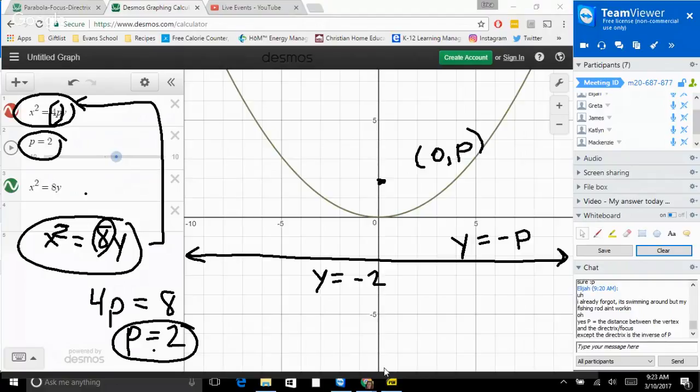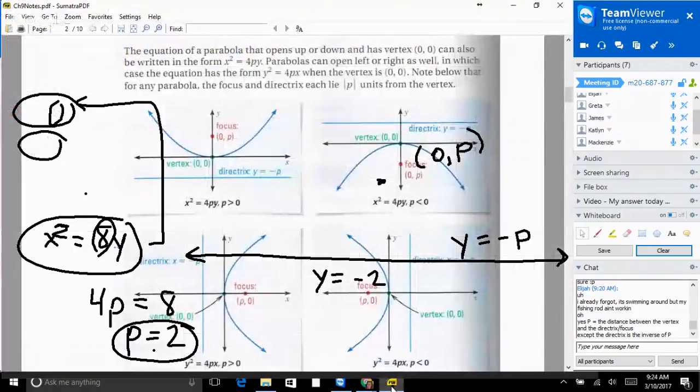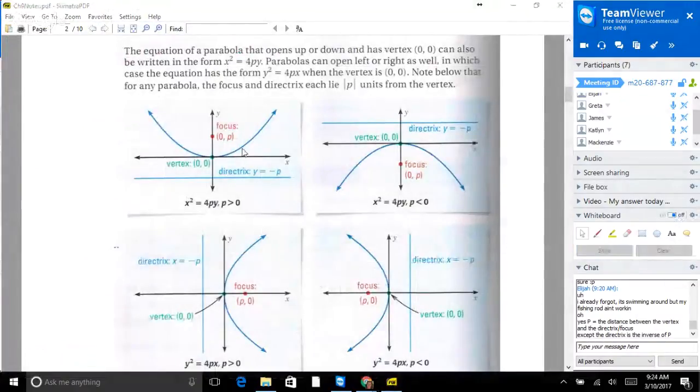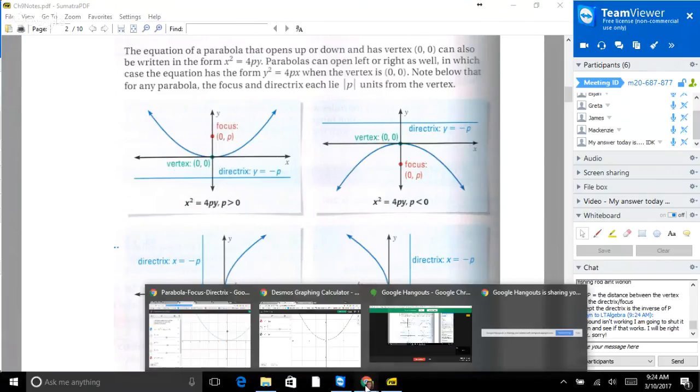Okay, so now if I flip back to my original notes, you'll kind of see this is all confirmed. I have x squared equals 4 times P times y. I figured out what my P was, right? So that means that my focus point is at (0, 2), and my directrix is at y equals negative 2. And the vertex is at (0, 0). So not too bad, right?